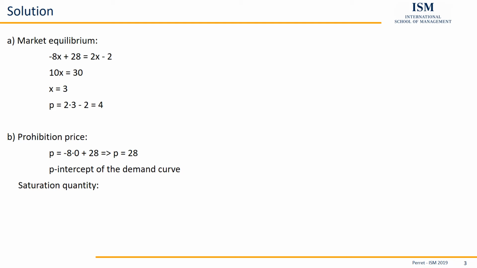Then for the saturation quantity, we do it the other way around. We insert a price of 0 into the demand curve, giving us an x of 3.5. Thereby we have a saturation quantity of 3.5. And this is the x-intercept of the demand curve. And with this, we already have most of what we need for part C as well.